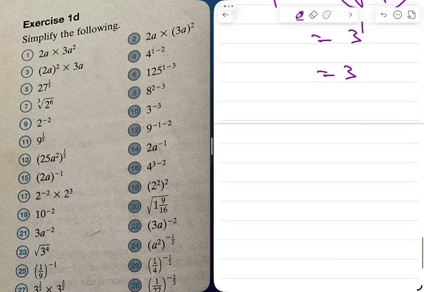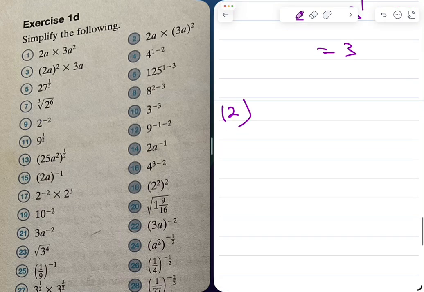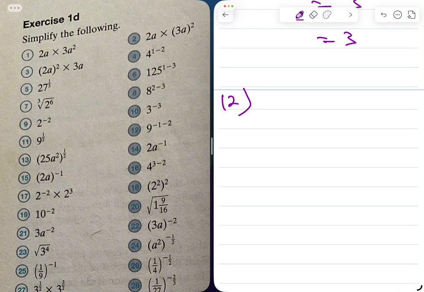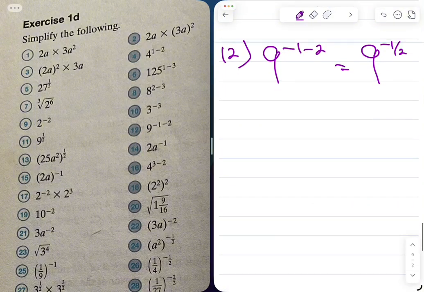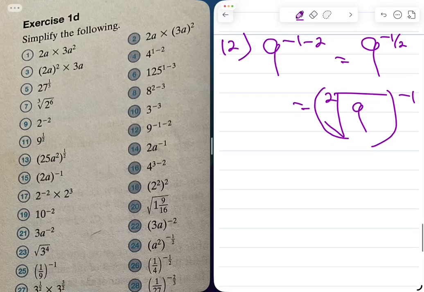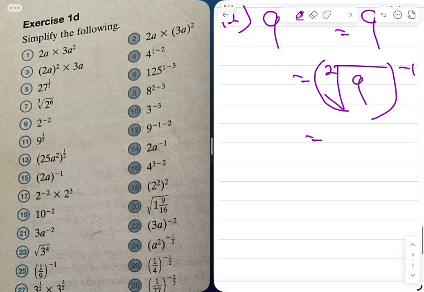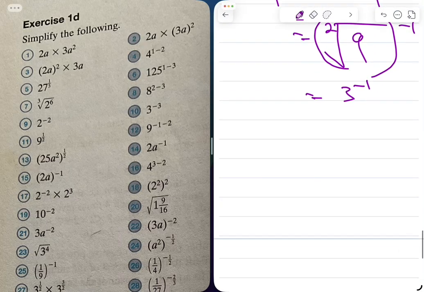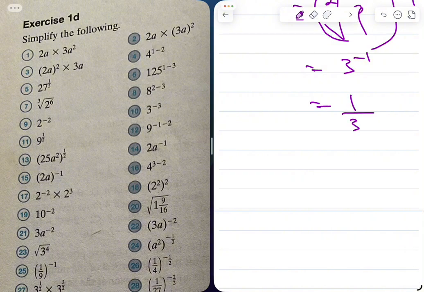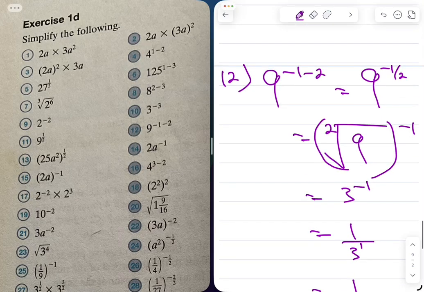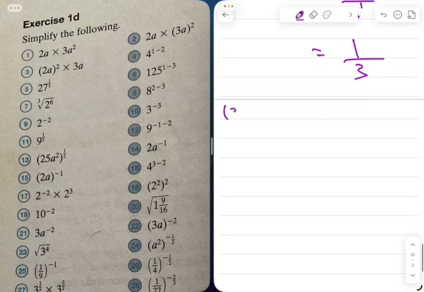Now to the next, which is number 12. 9 raised to power minus 1 over 2. That's 9 raised to power minus 1 over 2, which is the square root of 9 raised to power minus 1. And that means the square root of 9 is 3, 3 raised to power minus 1, which is equal to 1 over 3 raised to power 1, and that is the same as 1 over 3. The next one is number 13.